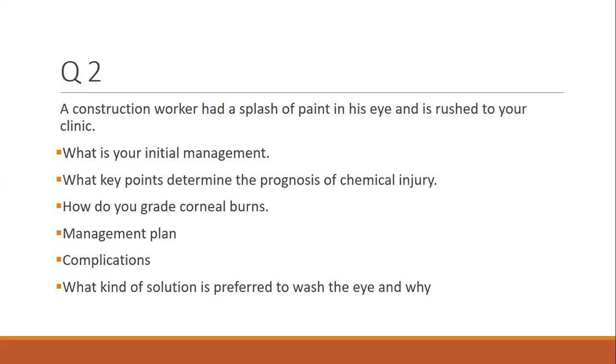First, tell in history and then on examination. So in the history, he has told that he had a splash of paint. Paint mostly can be alkaline. So which one is more dangerous, alkaline or acidic? Alkaline is more dangerous because acidic forms a covering of protein coagulation, which helps in not penetrating the acid inside the eye. So in this patient, what other factors?